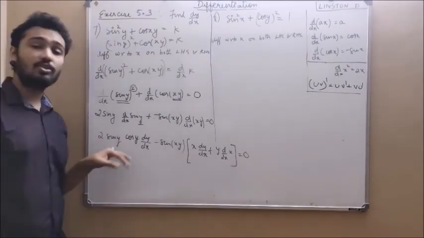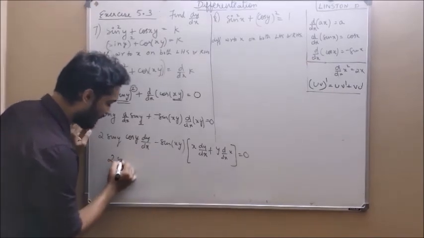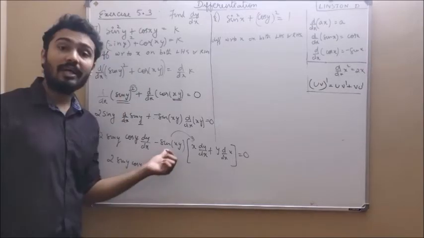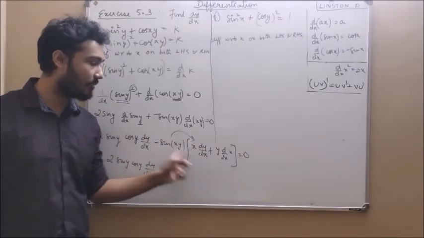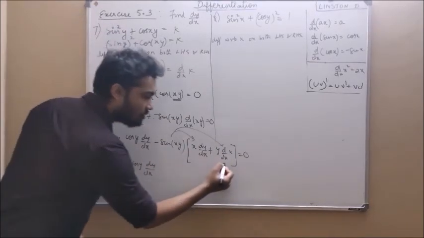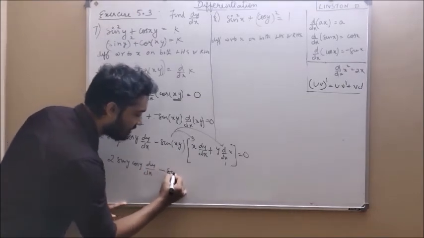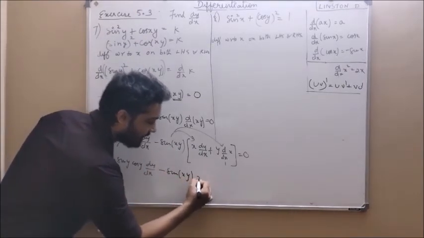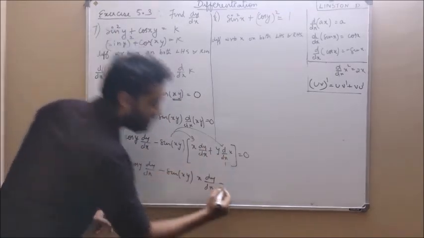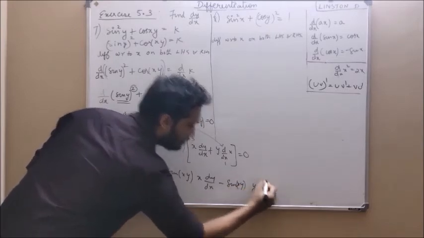So this is 2 sin y cos y. This you know, the formula. So it is 2 sin y cos y dy by dx. Now minus sin xy, we have to multiply here, multiply this with this. Now look here, d by dx of x is 1, so this becomes y into 1. So minus sin xy into x dy by dx, minus sin xy into y, equal to 0.